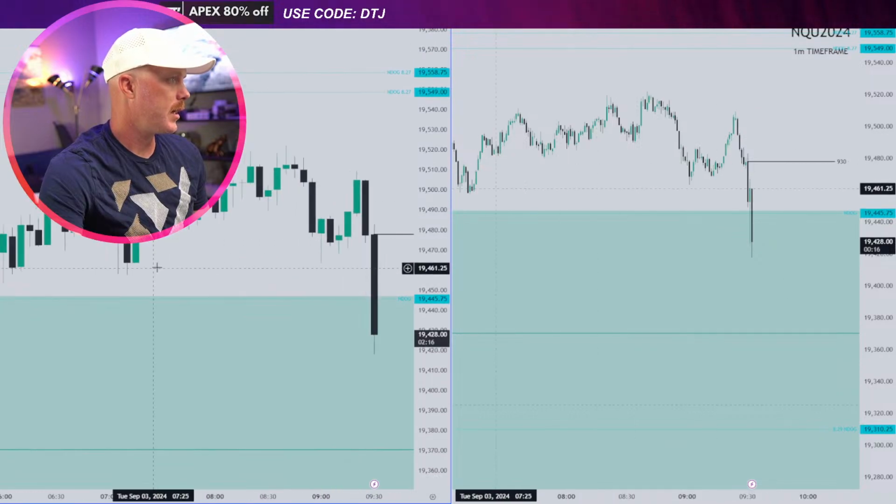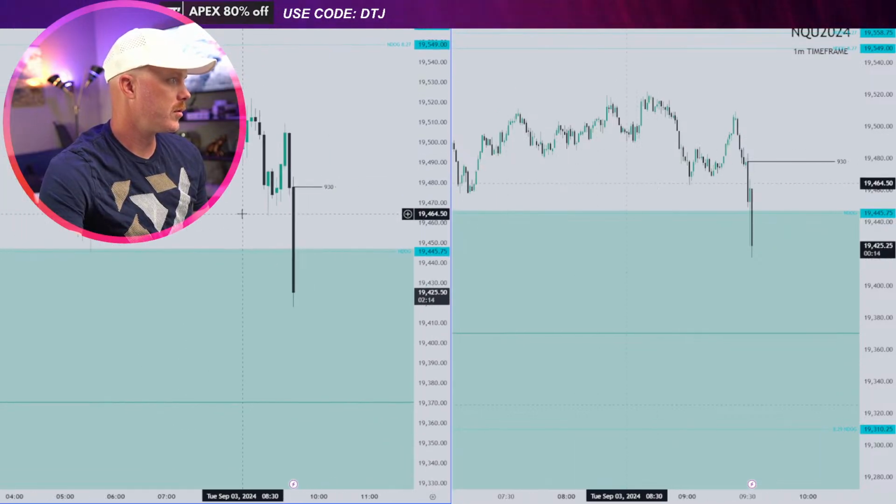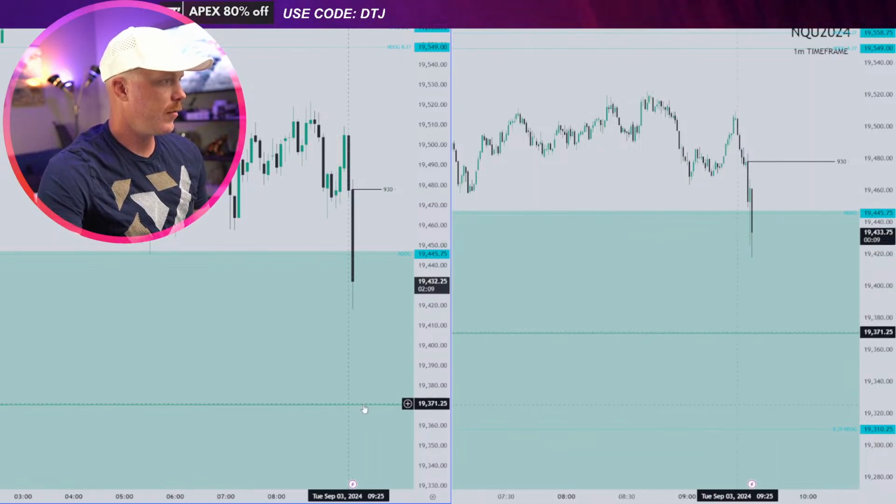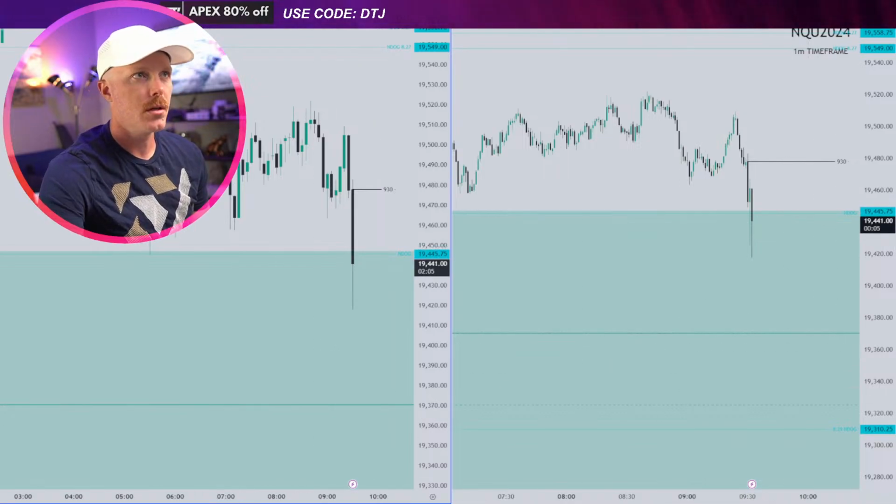Here's our 5-minute time frame. Let me drop that on the charts for you so you can see that. Really, the level we're looking at is this level right here, down at 19,371.